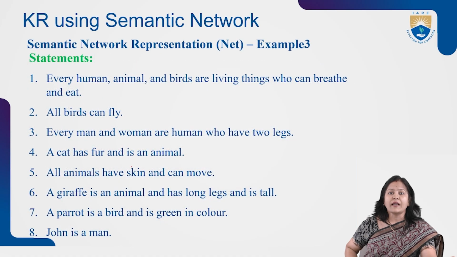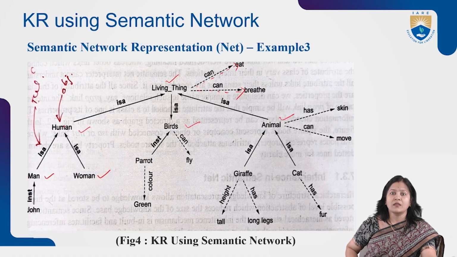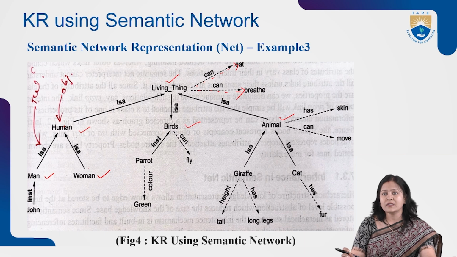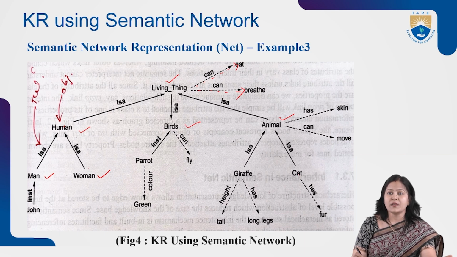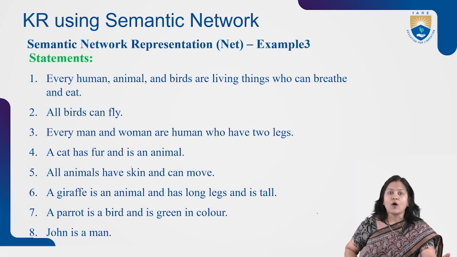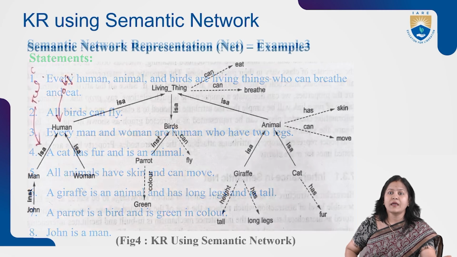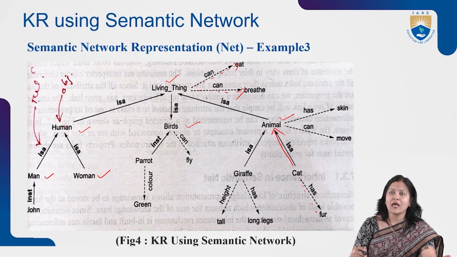Next one is: a cat has fur and is an animal. So where is the cat? Because cat is an animal first, first we have to represent that cat is an animal. After that, cat has fur. So from the cat, the dotted arrow mark comes. "Has" is the relation, and fur is the property. That is why it is a dotted arrow mark. Next one is: all animals have skin and can move. All animals have skin.